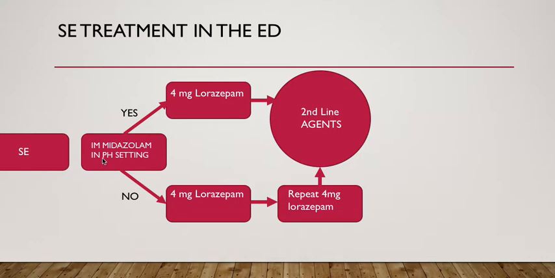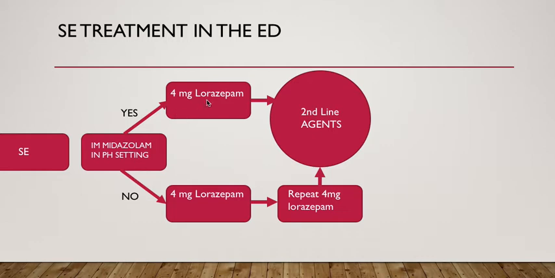Then, when he presents to the emergency department, if he's still seizing, the next most appropriate option is lorazepam 4 milligrams. We are going to do this approach whether or not the patient received the midazolam treatment. We're going to administer 4 milligrams of lorazepam.